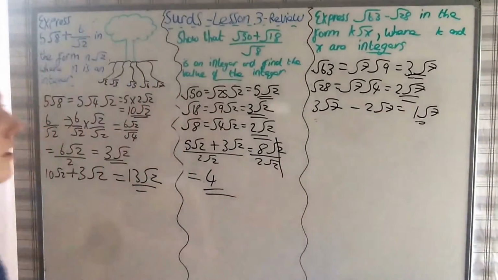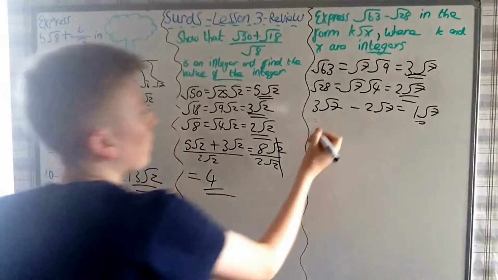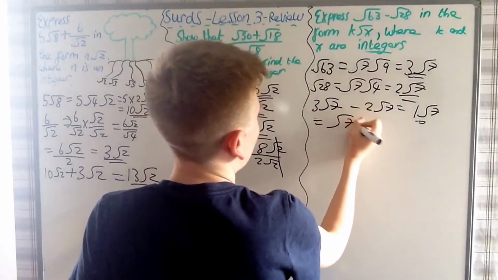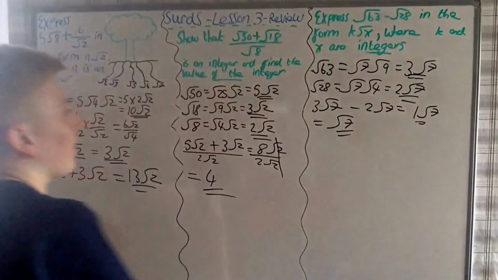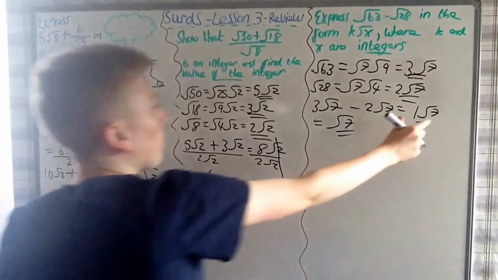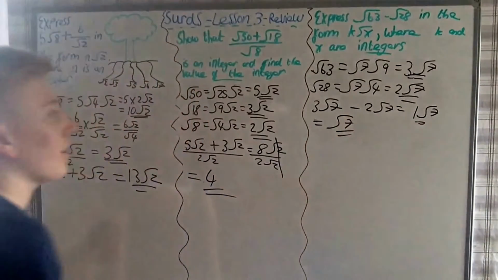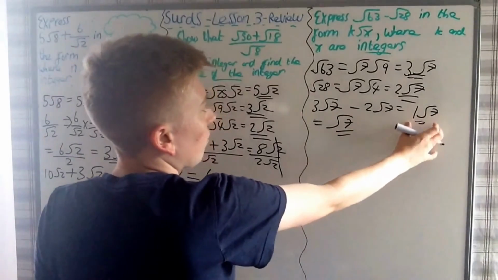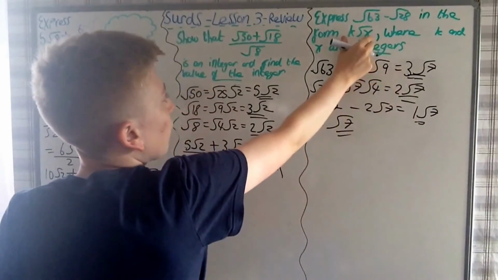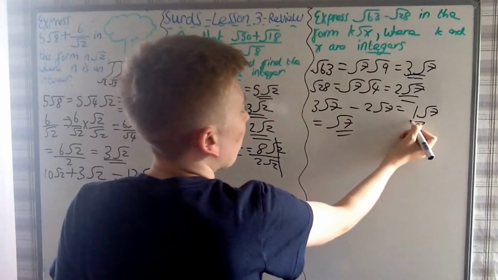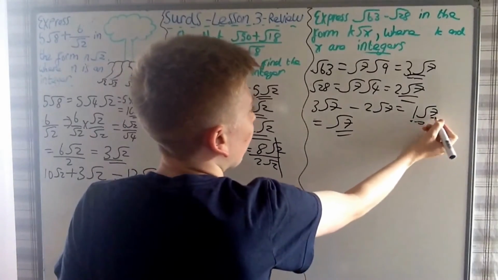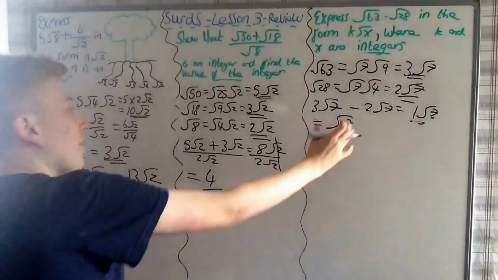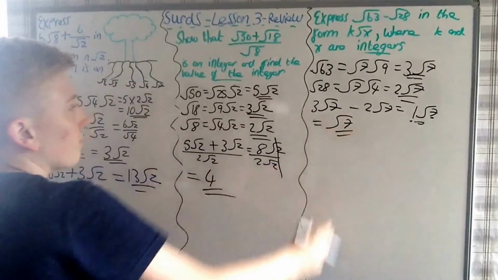However, we may need to now just write this as a square root of 7, because 1 multiplied by anything is itself. So we can neaten this up. 1 root 7 is just the same thing as root 7. However, don't forget to write it in this way before, because the question does say k root 7. So we're showing that 1 is equal to the k and 7 is equal to the x. But then finish off by simplifying into this form.